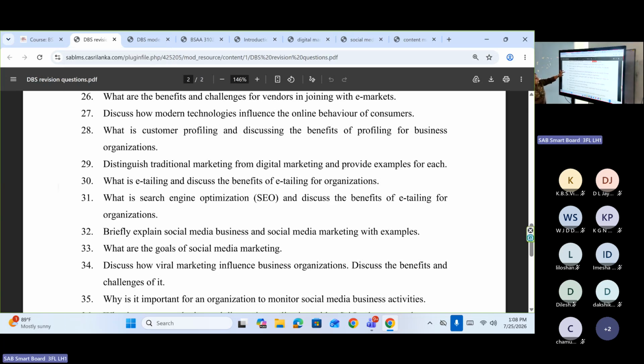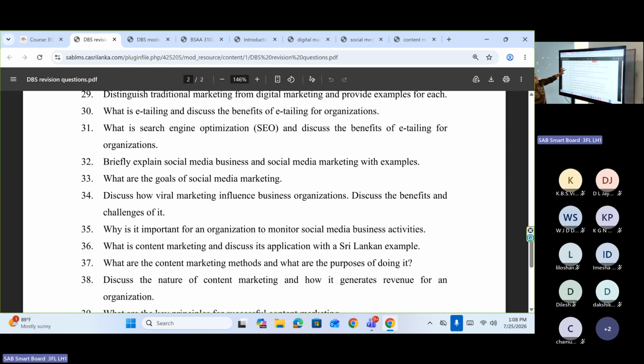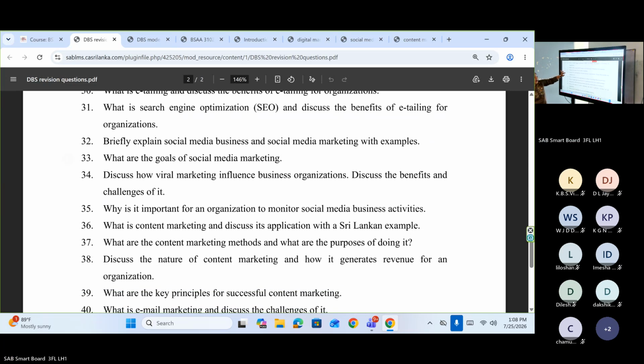And briefly explain social media business and social media marketing with examples. So we have good feedback, right? Social media business: we conduct business activity over social media using Facebook, TikTok, Zoom, or whatever. There are a lot of digital organizations that conduct business through social media.